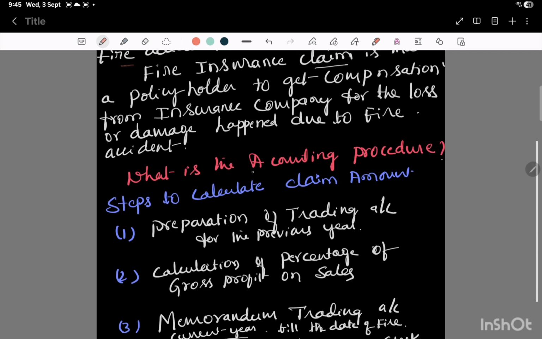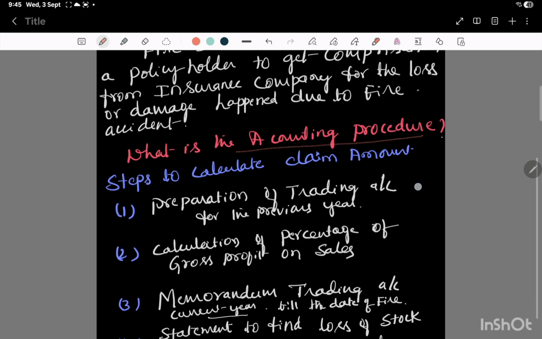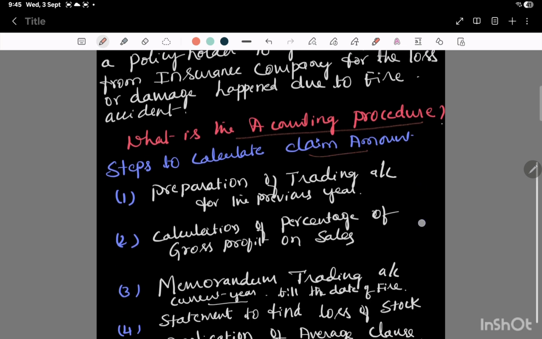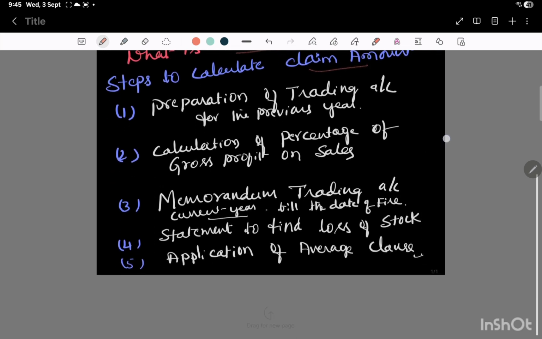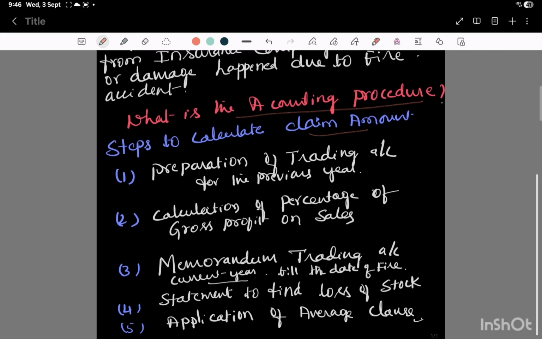What's the procedure of preparing various statements to find the claim amount? So we have 5 main stages to find the claim amount. The first one, we need to prepare the trading account for the previous year. The information available in the books of accounts is considered to prepare the trading account. So why are we preparing the trading account? Because we need to find the percentage of gross profit on sales, which is essential for the preparation of the memorandum trading account.